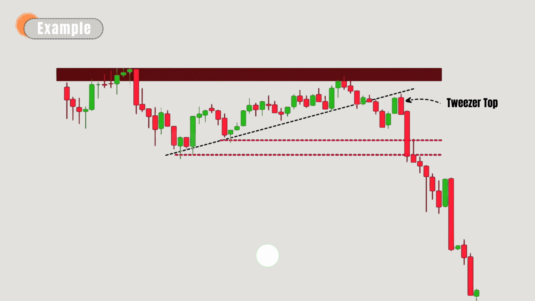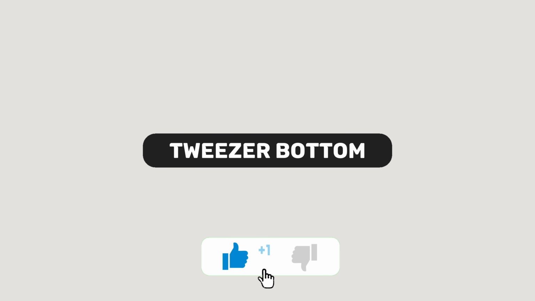Now, let's learn about the tweezer bottom. There are 2 candles in the tweezer bottom candlestick pattern. One is a red bearish candle, and the other is a green bullish candle. When the red candle closes, a green candle opens at the same level and closes near the opening of the red candle, creating a tweezer bottom pattern on the chart.